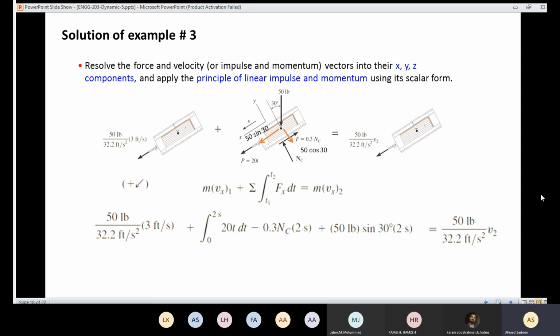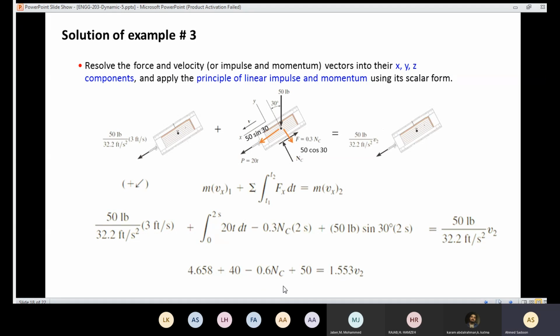I'm going to simplify that equation. This part is going to be 4.658. The integration here is going to be 40. Here I'm going to have 0.6 NC. This one will give us 50, and this one is going to be 1.55 V2. I don't know the value of V2 and I don't know the value of NC.